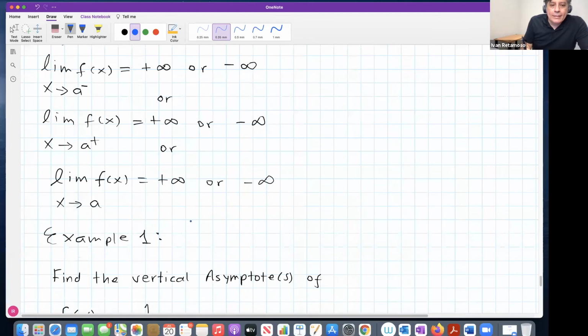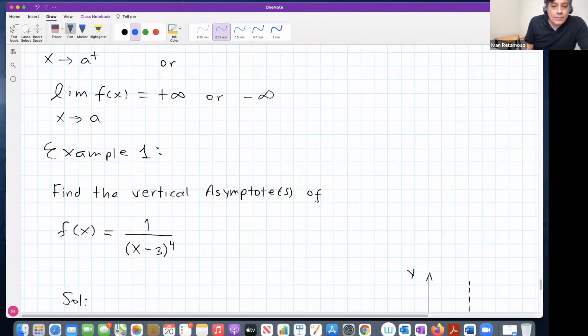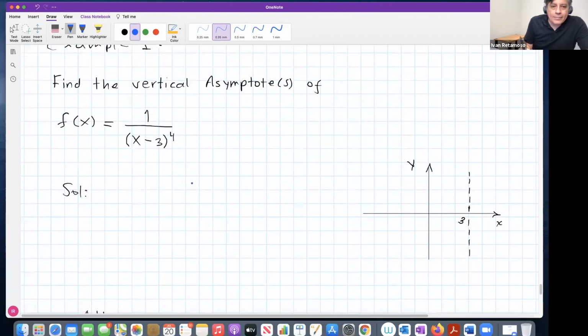Okay? So let me give you an example here before we go over the worksheet. Example 1 says, find the vertical asymptote or asymptotes of this rational function, 1 over (x minus 3) raised to the 4th power. Notice that this function, when graphed, is going to show a volcano shape. How do you know that, Professor? Well, because this exponent is even, right?